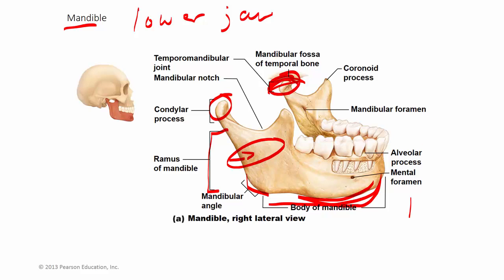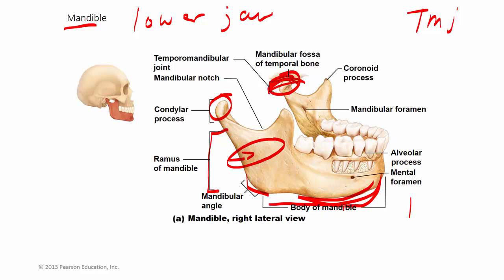Remember, condyle means a rocker, and so the mandibular condyles will fit into the mandibular fossa of the temporal bone, and that forms your TMJ, your temporomandibular joint. Okay, so that's where that word comes from. When someone says they have TMJ, it's from temporomandibular.